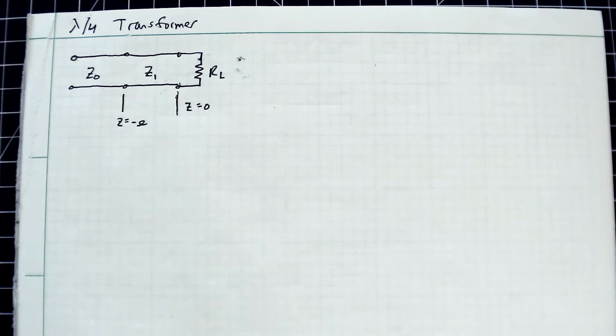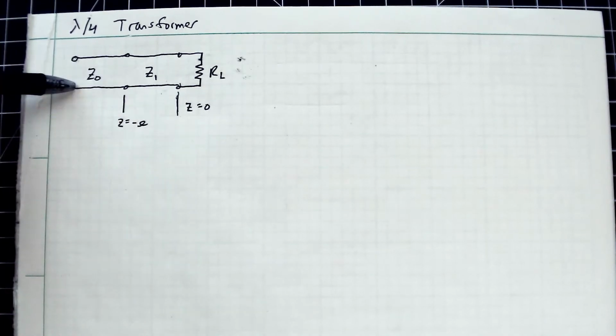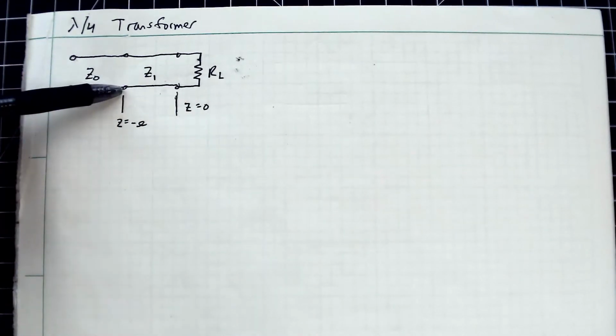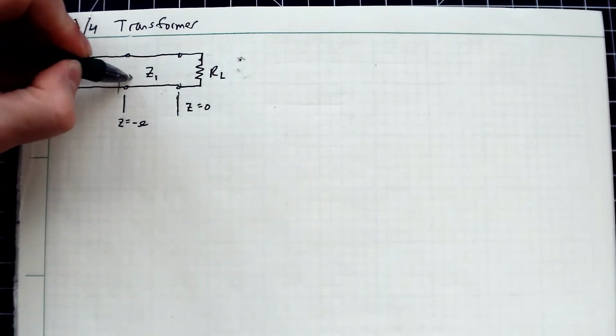Everybody, let's talk about the quarter wavelength transformer. So in a couple of the previous videos, we talked about two important things. The first thing we talked about was what happens at a junction between two transmission lines of differing characteristic impedance. We also talked about this idea of here is a load plus some transmission line length away from the load, which created some equivalent input impedance here.